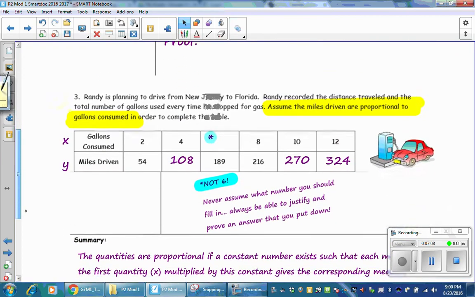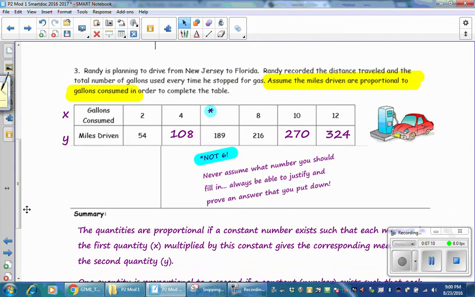In question 3, Randy is planning to drive from New Jersey to Florida. Randy recorded the distance traveled and the total number of gallons used every time he stopped for gas. Assume the miles driven are proportional to the gallons consumed in order to complete the table.